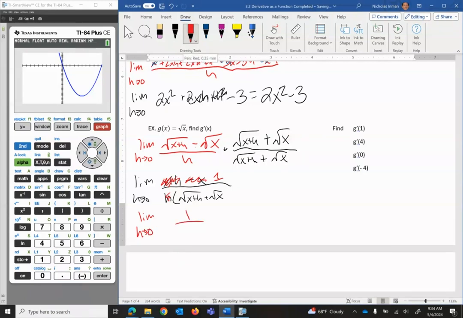And then now as h approaches 0, that's just 0 here. So 0 plus x is still x. So on the bottom, we have the square root of x plus the square root of x. Well, that's 2 square root of x. All right, so that is our derivative here.